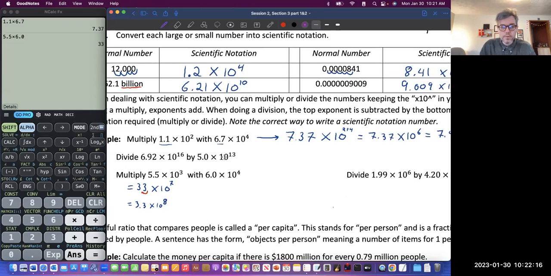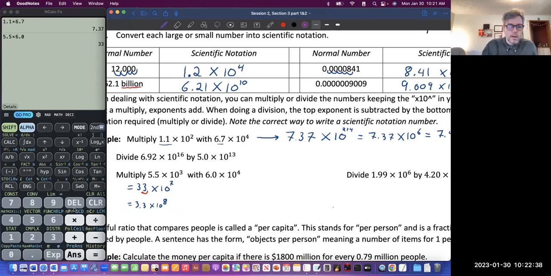So here in this problem, we have 6.92 times 10 to the 16th divided by 5.0 times 10 to the 13th. When we divide, we're going to divide the numbers in front normally, and we're going to subtract the exponents. So when dividing, subtract the exponents. When multiplying, add the exponents.